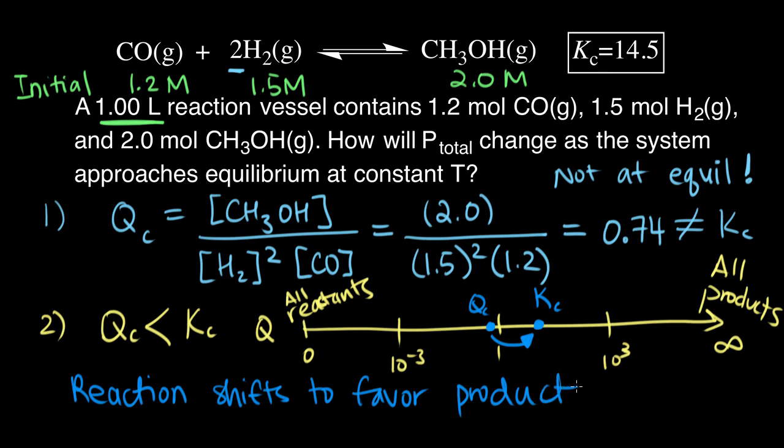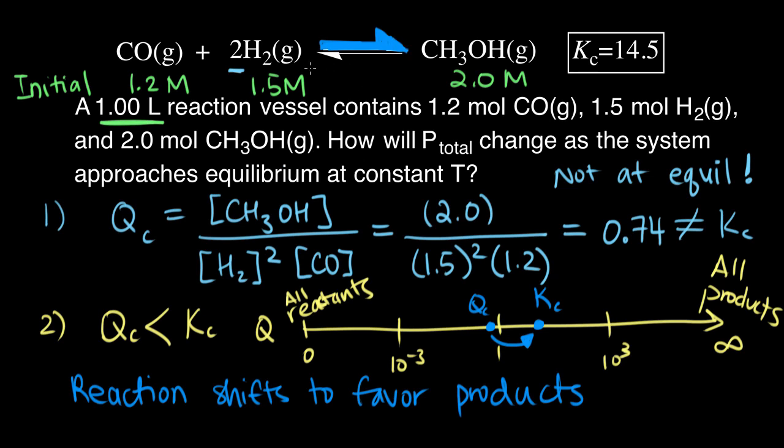So if we look back at the balanced reaction, what's going to happen here is it's going to shift to favor the products. So I'm making that top arrow a little bit more bold. And to tie this into what the problem wants to know, we can figure out how the shift to make more products will affect the total pressure. So total pressure for a system that has a bunch of gas molecules in it, we know that total pressure is related to the moles of gas in the system.